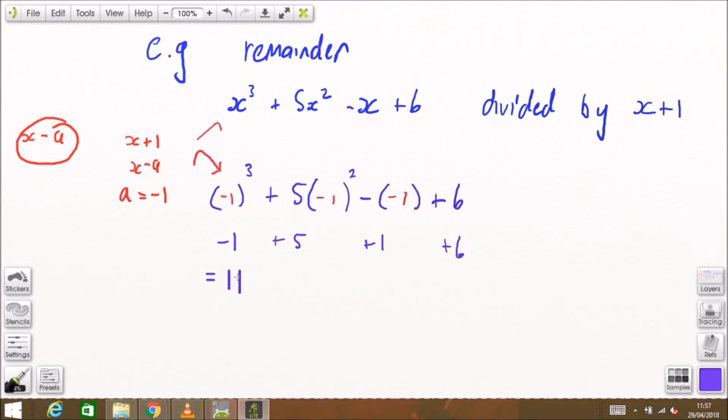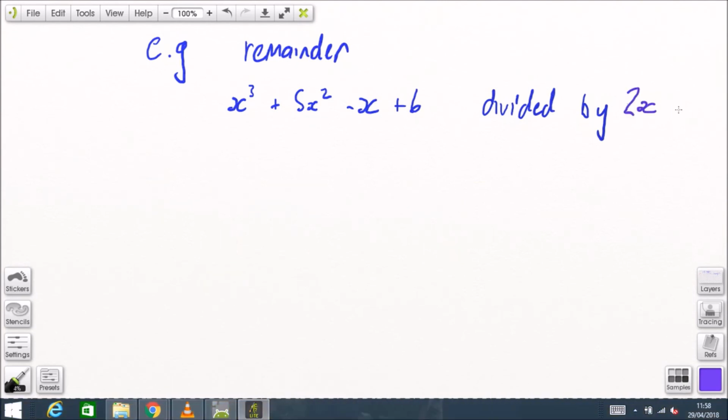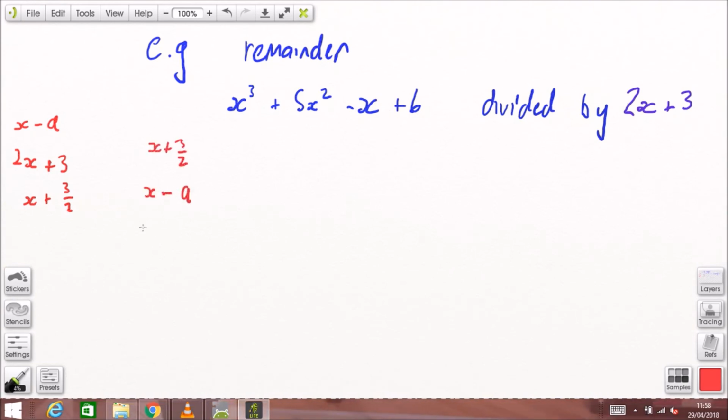Alright, same example, slightly trickier. This time the thing we're dividing by has a 2 in front of it, so it doesn't look like x minus a, but an easy solve is just to divide everything by 2. So now we've got x plus 3 over 2. We have to make that look like x minus a. A is going to have to be negative 3 over 2.